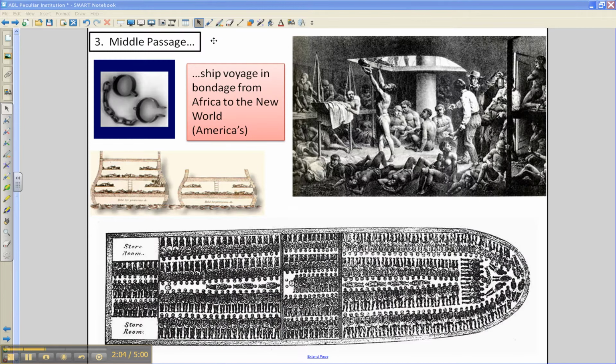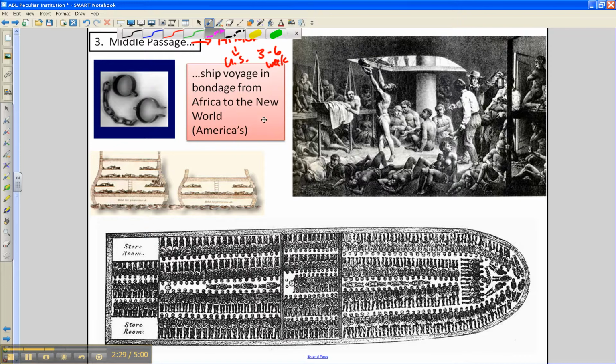Perhaps one of the greatest evils of slavery has to do with the Middle Passage. The Middle Passage was the travel from Africa to the New World, meaning the U.S. And this was typically a 3, sometimes 6 week event. And you can see here in the picture to the right, this is what it would have been like for individuals to travel in the cargo hold of a ship.